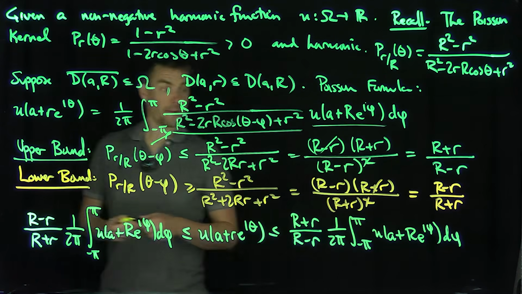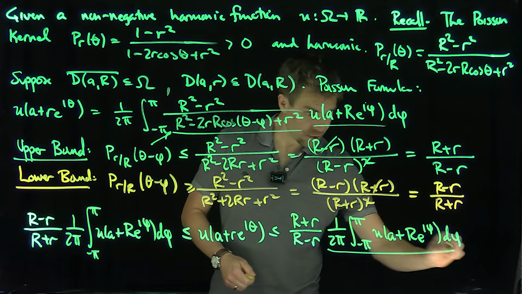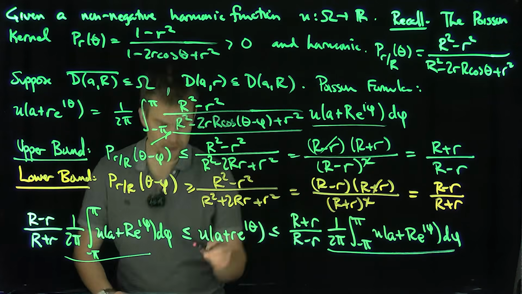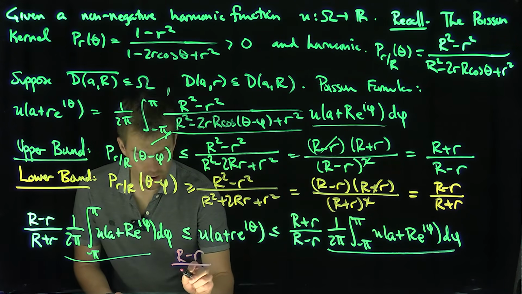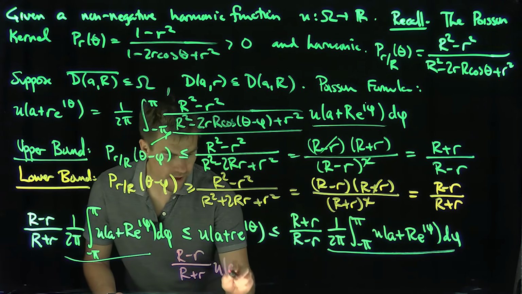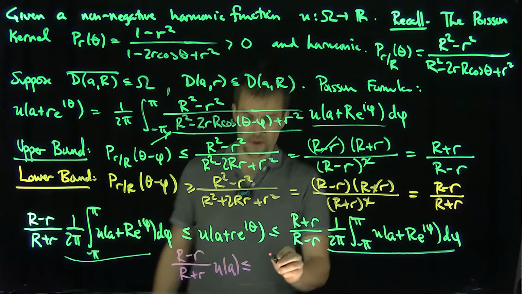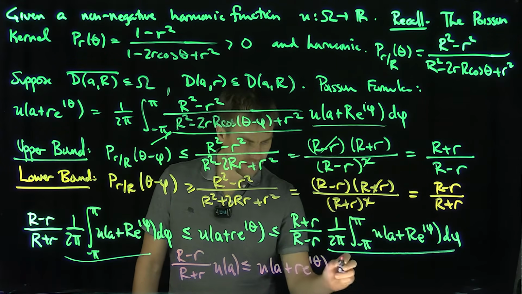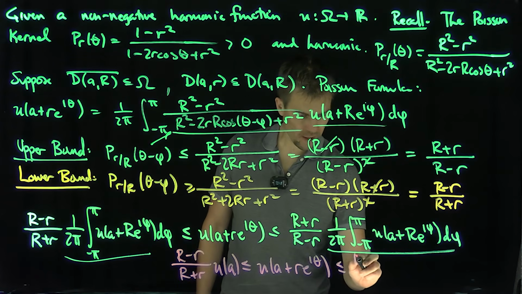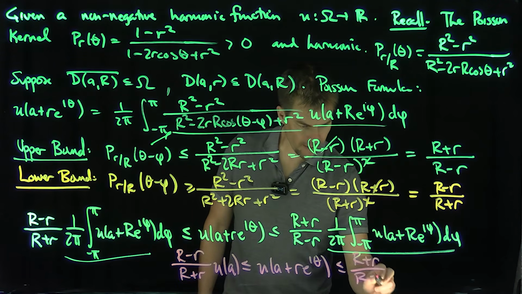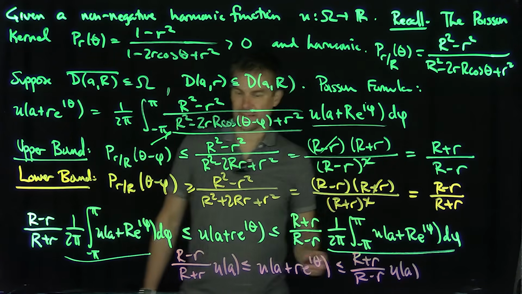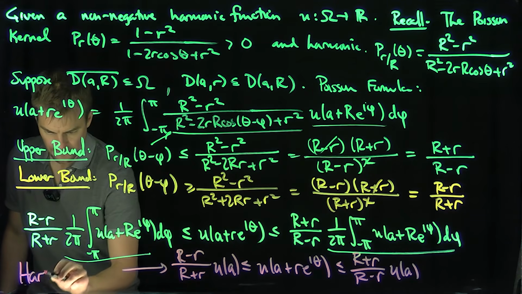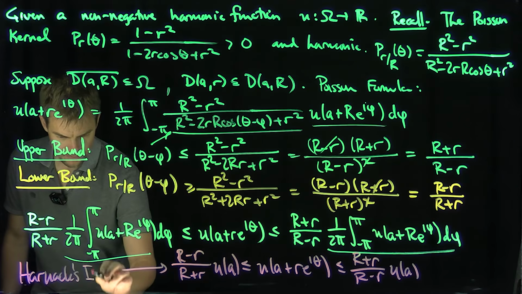Now, by the mean value property, what does this tell me? These things over here are just u of a. That's u of a, and that's u of a. So now we have the exact Harnack bound, right? So we have the exact Harnack bound of what? R minus r over R plus r, u of a is less than or equal to u of a plus r e to the i theta, less than or equal to R plus r over R minus r of u of a. And this double-sided estimate is known as Harnack's inequality.